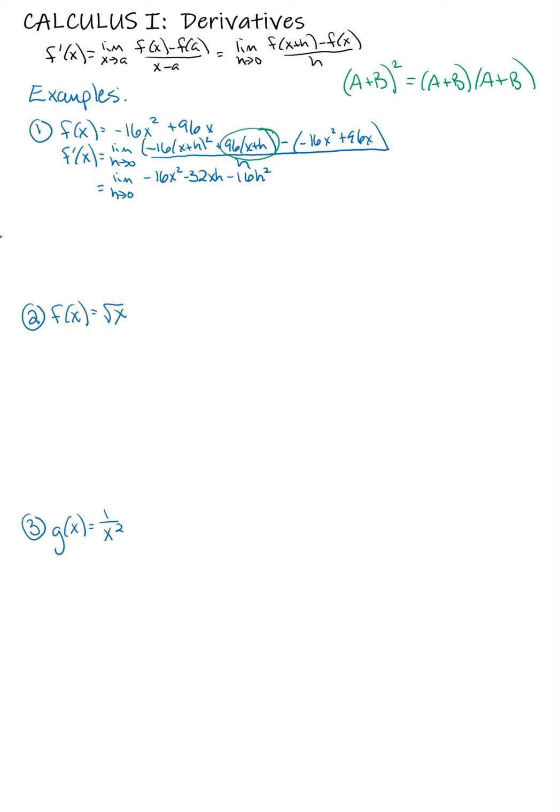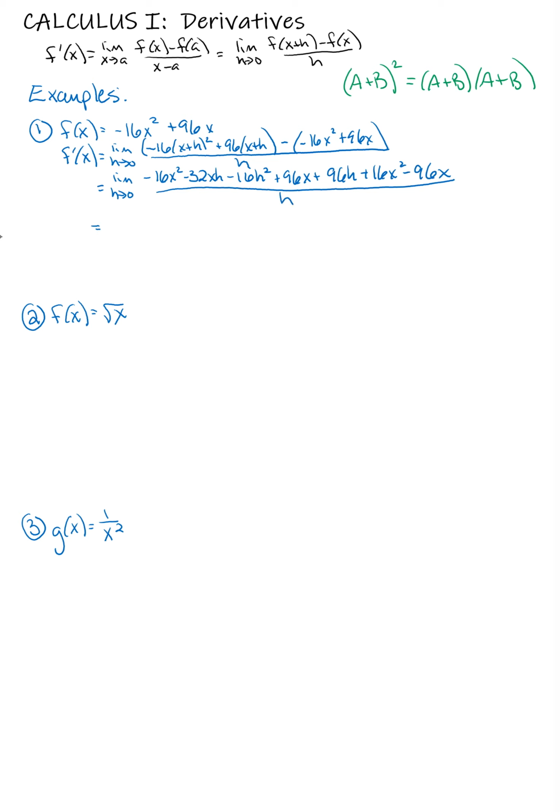And then this next little bit, I can distribute the 96. And then here in the back, I'm just going to distribute that negative. Make sure this is all clear. Let's see, that should be a 96h plus 16x squared minus 96x. Okay. And we still have that h in the denominator.